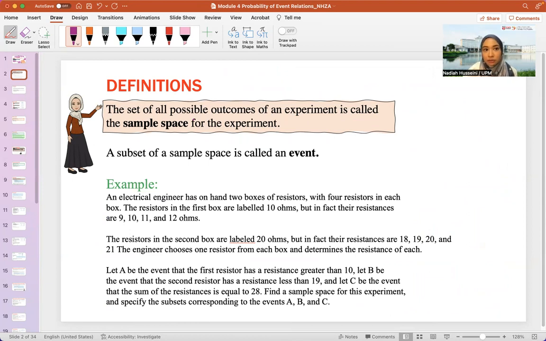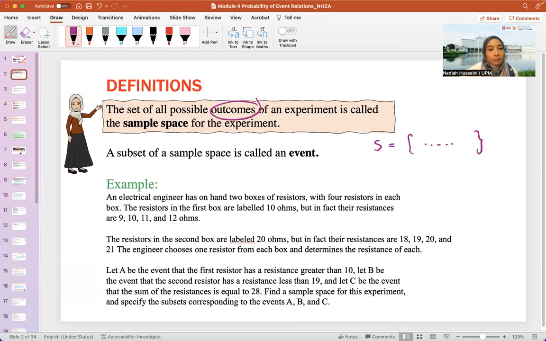For example, I told you I was recording the weight of my students. So the weight of you guys is my sample space, and that is the outcome. So S is equal to blah, blah, blah, okay? So this is my sample space.